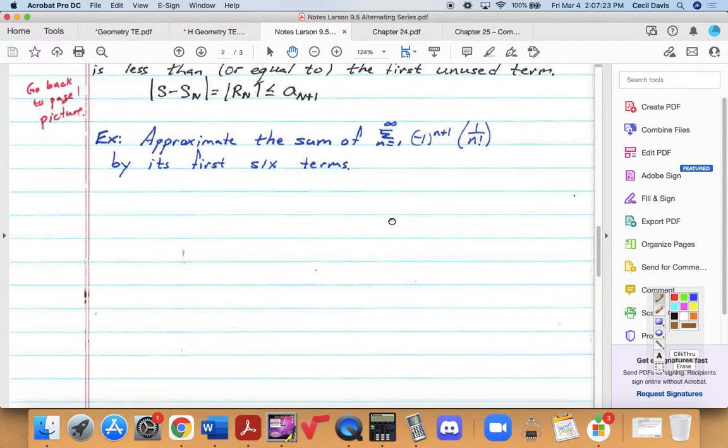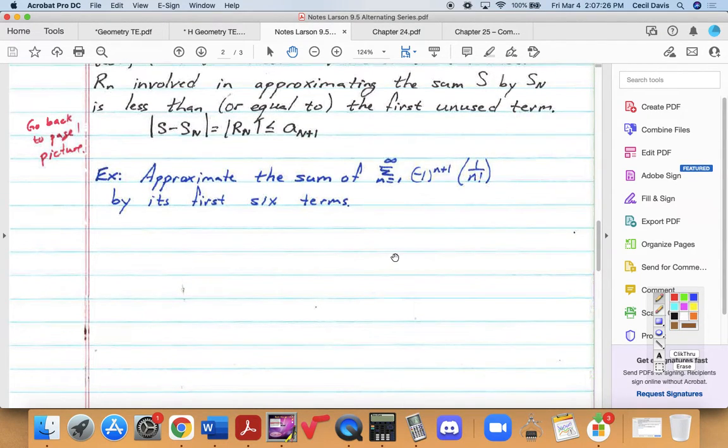So, approximate the sum of the series, which is a summation as n goes from 1 to infinity, of negative 1 to the n plus 1, times 1 over n factorial, by its first 6 terms. So, first we need to check, does this thing actually converge? Well, do the terms of this series decrease in absolute value to 0? So this converges. So again, if you want to write it in words, you can do that. If you don't, you have to show both of those tests.